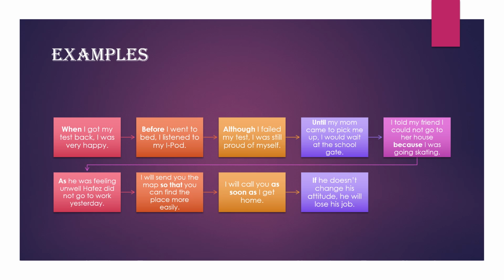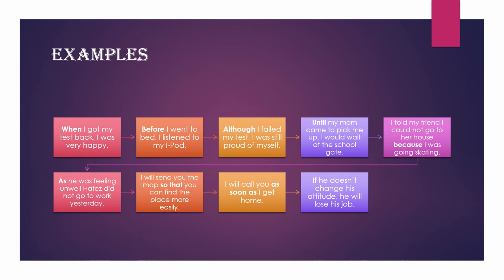Although I failed my test, I was still proud of myself. So although here is giving you an expression of concession. Although I failed. It is a concession because here we are defending an argument, or we are ending an argument for that matter. Though I failed, I have still made myself proud. So that gives you that kind of meaning. Until my mom came to pick me, I would wait at the school gate. So until again is an expression of time: till the time she comes, I usually wait at the gate.